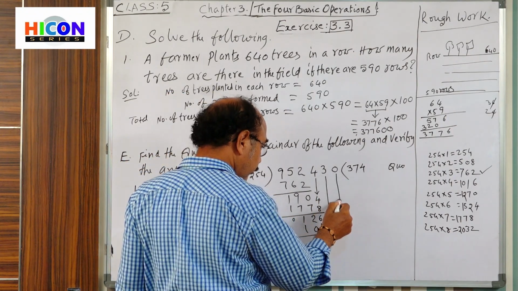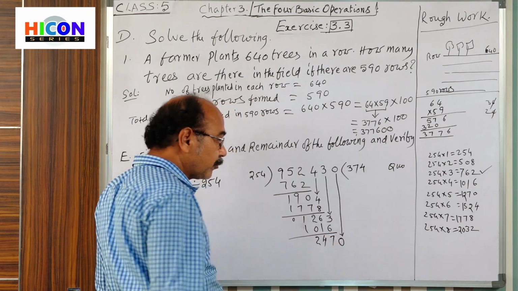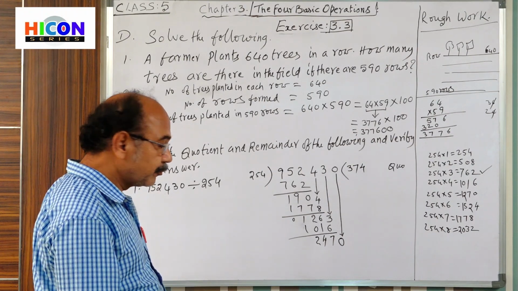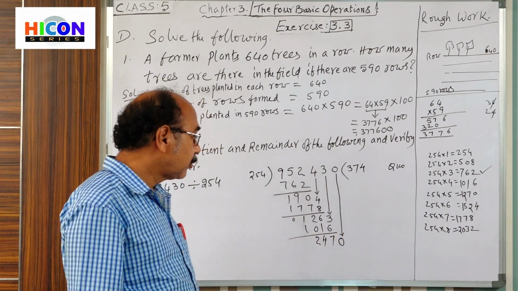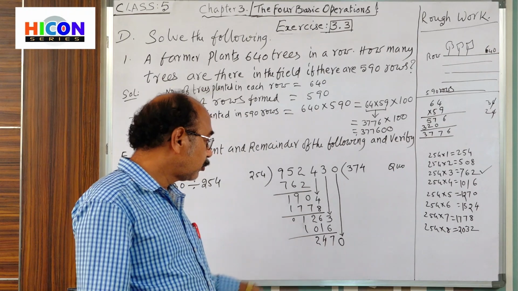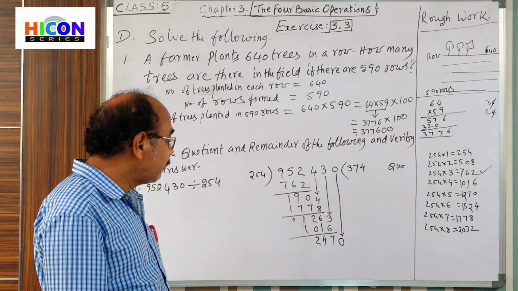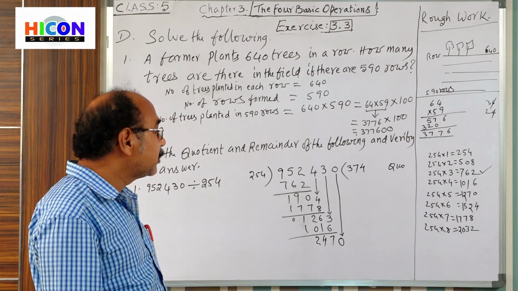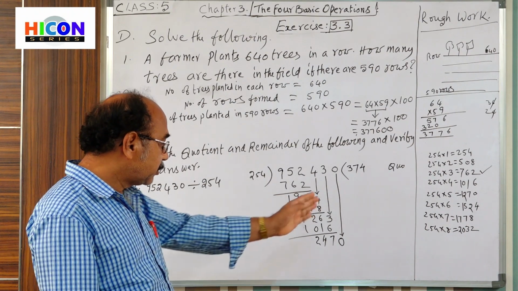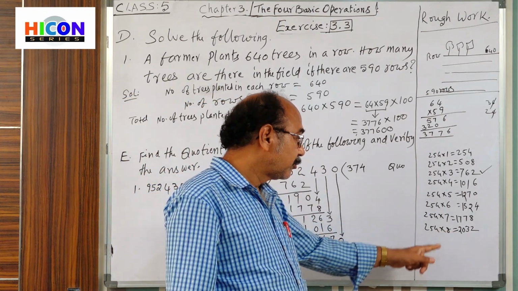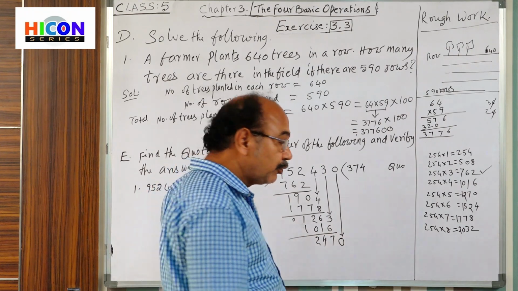0 into 8. Okay, students, subtract. So 0, bring down. 2470 now. What is the number? 2470. Now how many times to divide? 2470 means, okay, extend the table. This is 2032. This is 2470. Increase one more time.